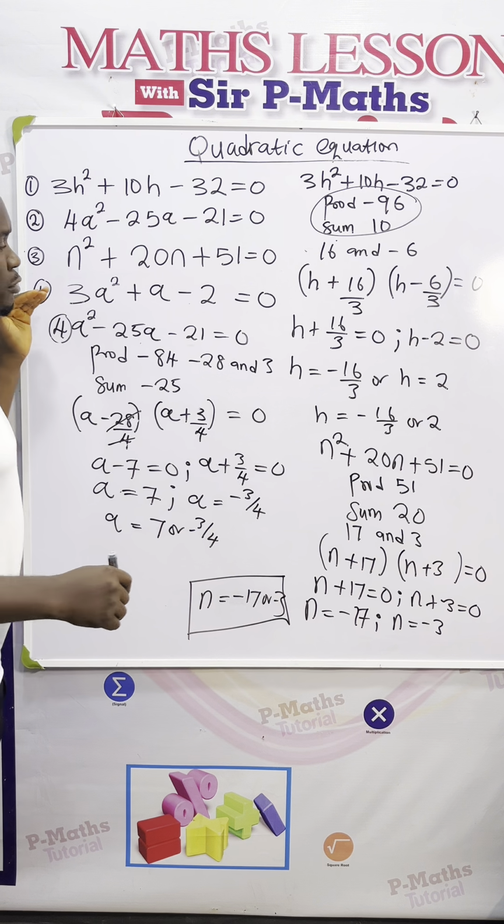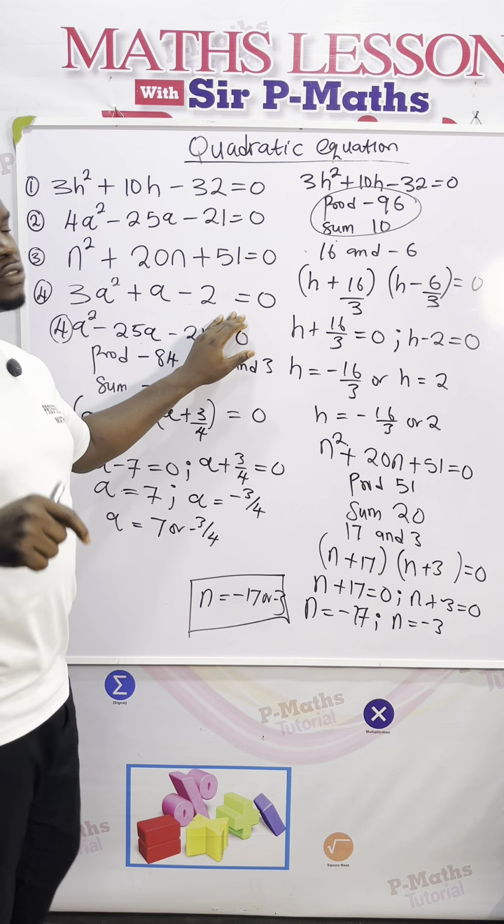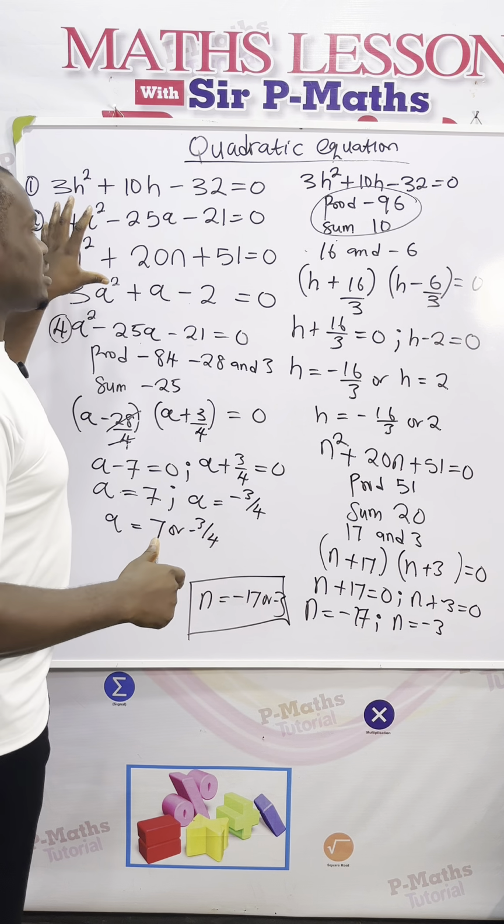So we have the fourth one. I would like you to try the fourth one and probably drop your answer in the comment section. I'll be back to see it. Use the same method, not the conventional method of solving quadratic equation.